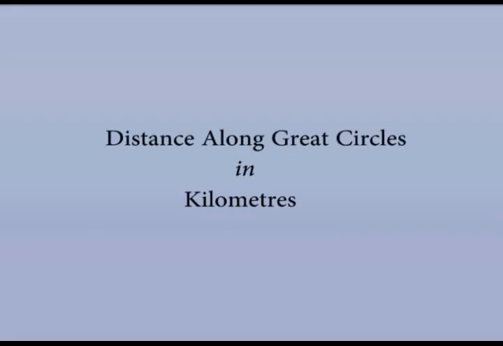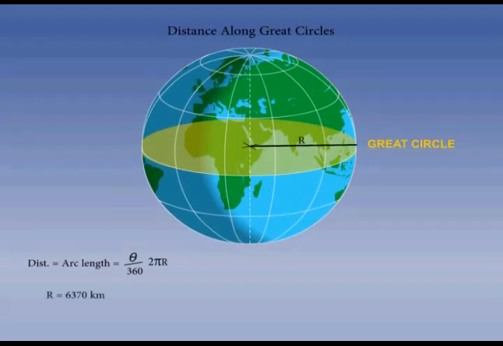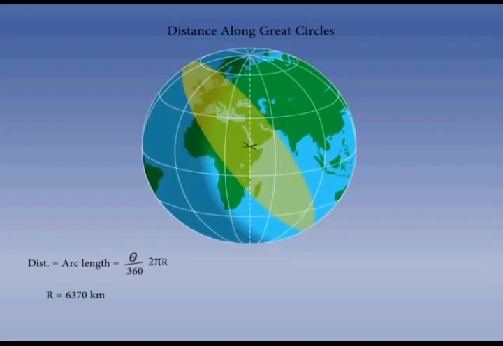Distance in kilometers. To calculate the distance in kilometers between 2 points along a great circle, we simply find the length of that arc. But first, we need to find the angle subtended by the arc at the center of the globe. Arc length is given by theta over 360 times 2 pi r. The radius r capital of the Earth is given as 6,370 kilometers. Recall that the radius of a great circle is equal to the radius of the Earth.